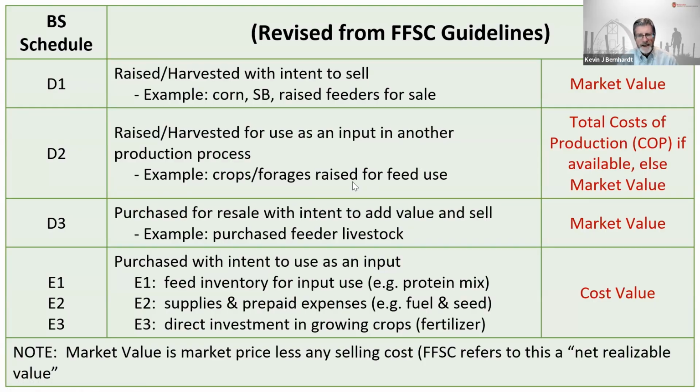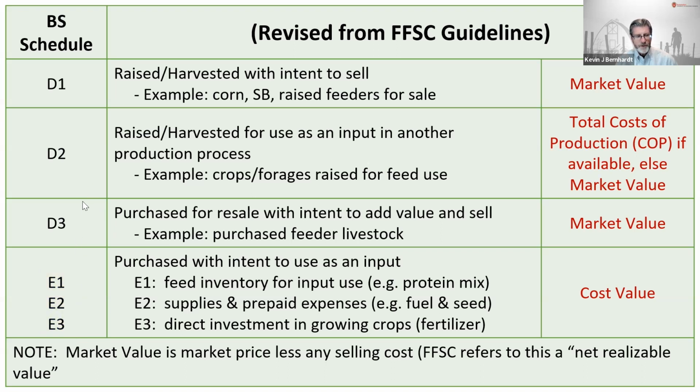The visual shows sort of a cheat sheet, if you will, of how to value different kinds of inventory and also, quite frankly, which schedule to put it in. We haven't looked at the schedules yet on the spreadsheet, but when we do, there are two schedules. Schedule D, if you look at the far left side of this visual, is broken up into different categories of D1, D2, and D3. And then there's Schedule E, which also has parts E1, E2, and E3.